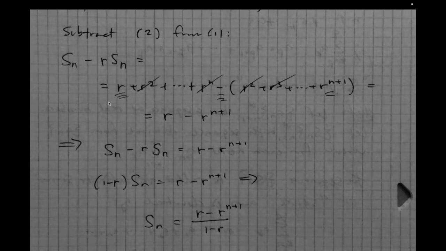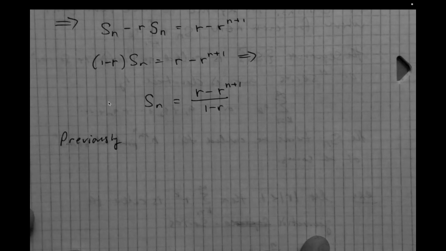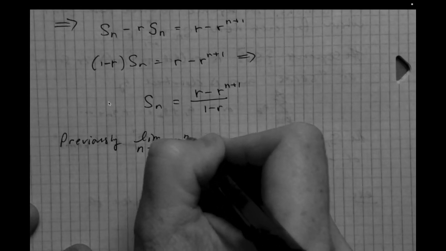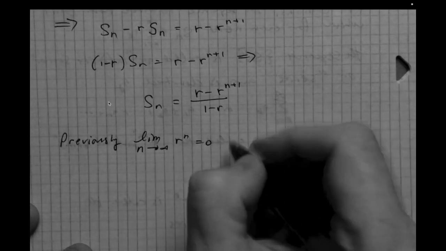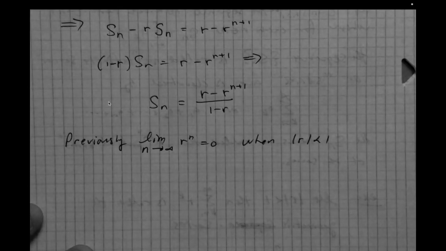Now, previously, when we were talking about sequences, we came across a theorem, and you can go back 2 lectures, I think, and you would see this. Previously, we would have seen that the limit as n goes to infinity of r to the n is equal to 0 when r in absolute value is less than 1. Like 1/2 to the nth power, the limit of that is 0. And so we can use that fact here.